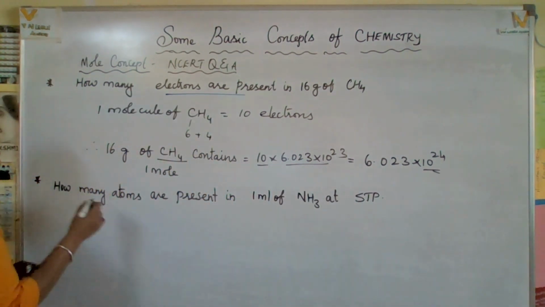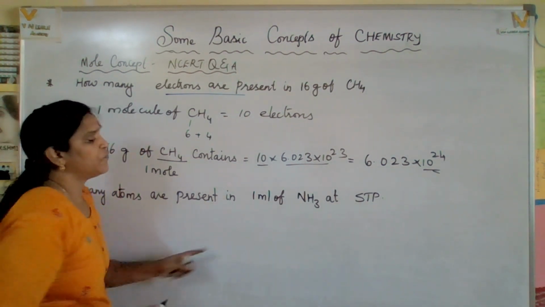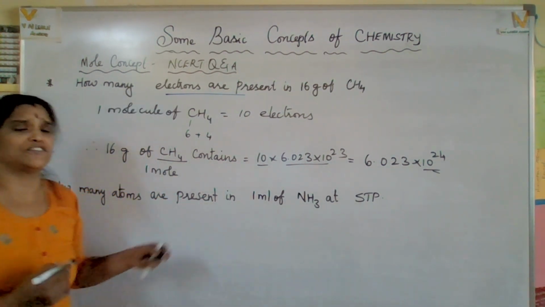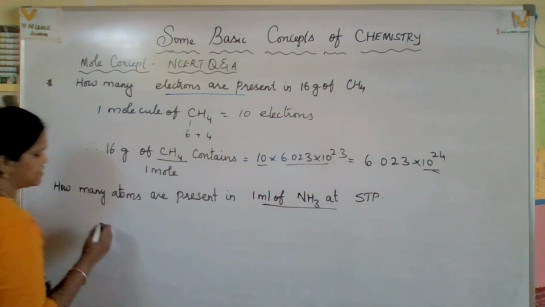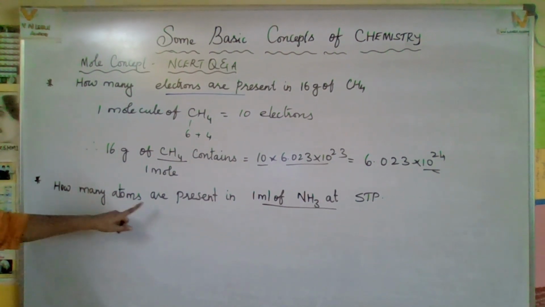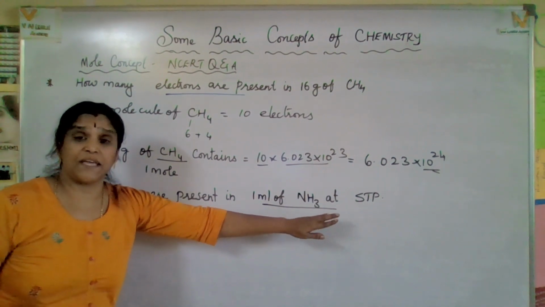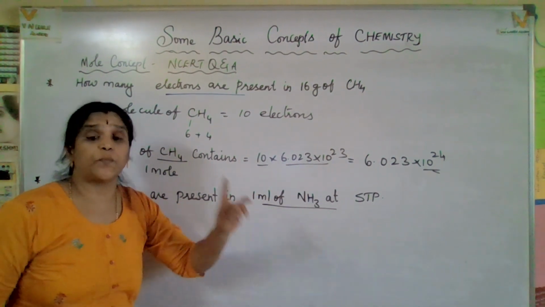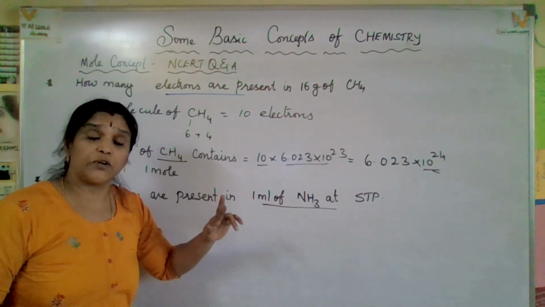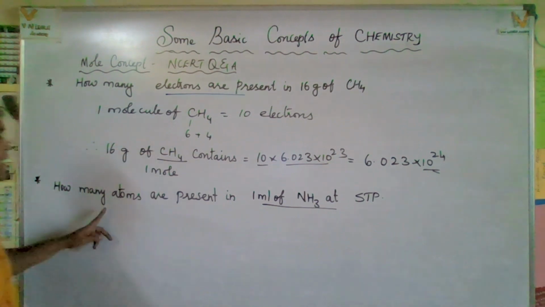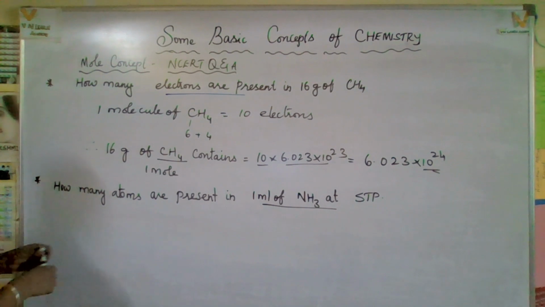Okay, now the next question. How many atoms are present in 1 ml of ammonia at STP? This also is very interesting. This question asks how many atoms are present in 1 ml of ammonia at STP. At STP, you know that volume is 22.4 liter. So they mentioned 1 ml, so we can go for 22,400 ml. And number of atoms, how can you calculate? You know the formula very well.